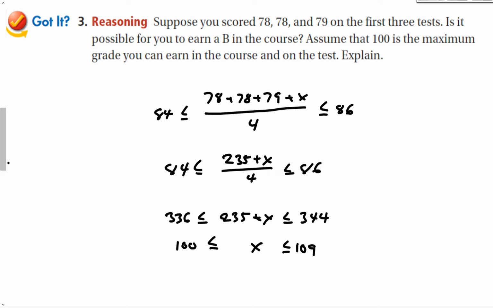So that means, whoops, I typed in the wrong thing in my calculator. 336 minus 235 is a 101. So that means that it is not possible for me to receive a B in this course. Came close to the lowest B, an 84, but I would need a 101. So the solution here, ask your teacher for extra credit.